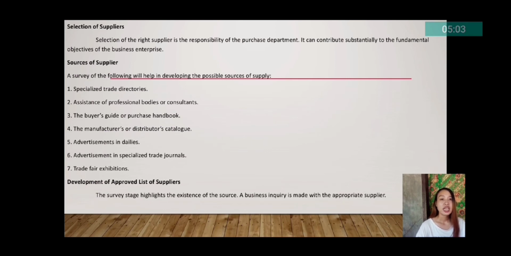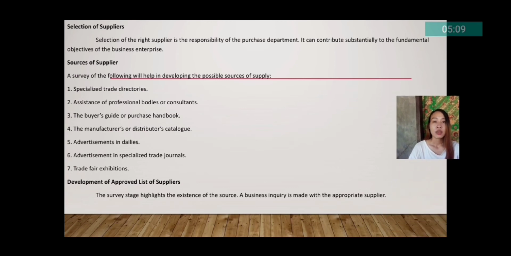Advertisement in specialized trade journals and trade fair exhibitions. So, in the development of potential suppliers, a survey stage highlights the existence of the source. A business inquiry is made of the appropriate suppliers. So, this is about accessing sources appropriate to all the suppliers.